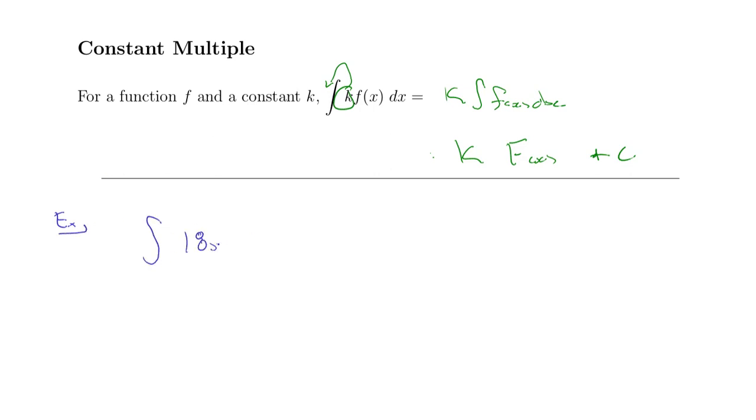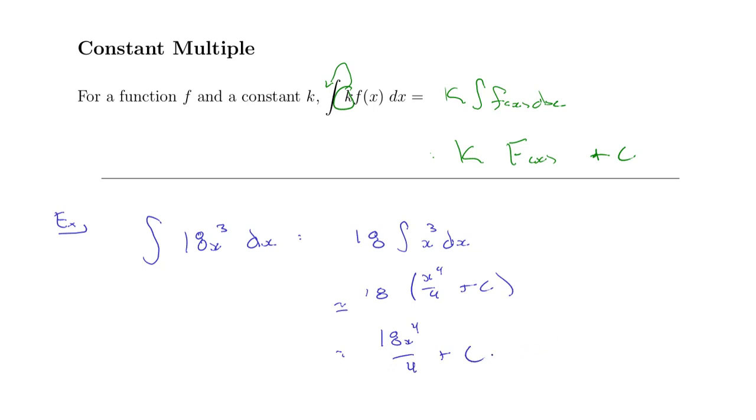Now I'll do my 18x cubed dx. We could say that this is 18 times the integral of x cubed dx, and then it's 18 times x to the 4 over 4 plus c, which gives us 18x to the 4 over 4 plus c. 18 over 4 is really 9x to the 4 over 2 plus c.